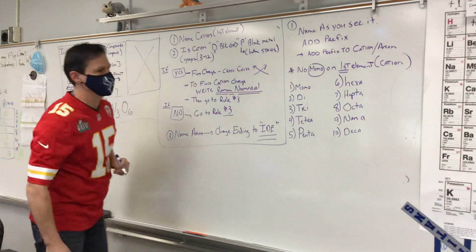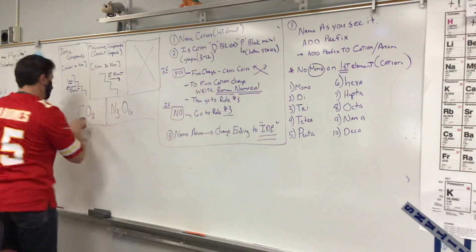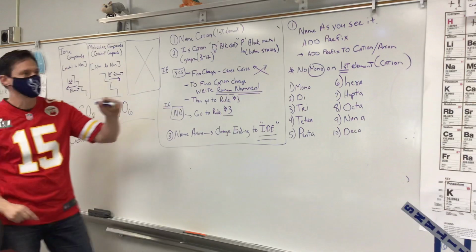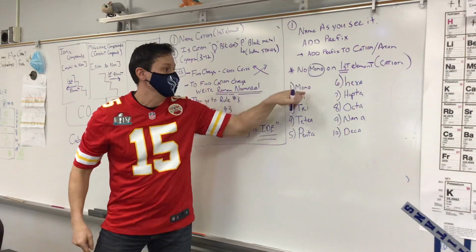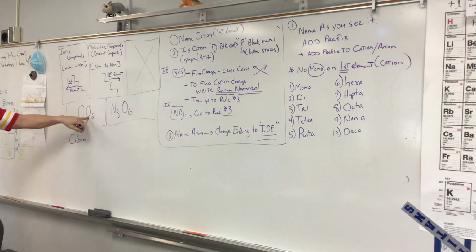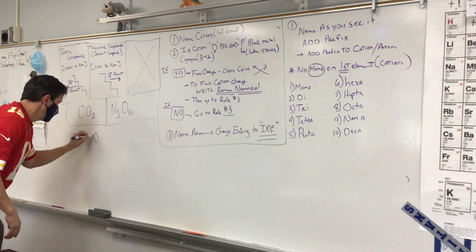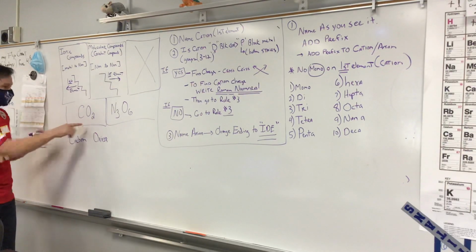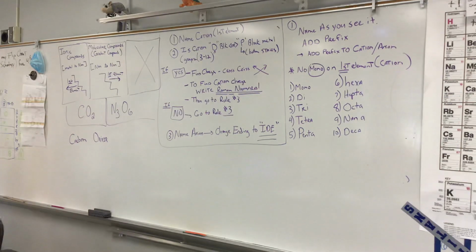And add a prefix to it. How many carbons are there? 1, right? Because it's just C by itself. But what's the special rule say? Do not use mono prefix on the first one. So it's just carbon. What's this one? Oxygen. Oxygen goes to oxide. What prefix do I have? So there's 2 there, right? And don't crisscross it, just name it. What's the prefix for this 2? Di, yeah.